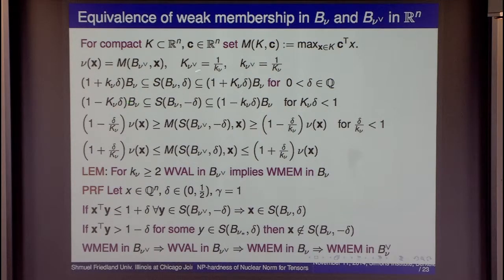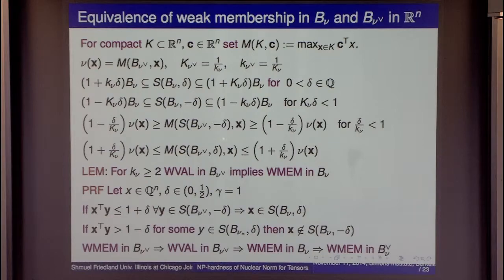Therefore, you have these containments. The ball B is contained in B nu delta, which is contained in B nu with a factor 1 plus k nu. And the same if you want B nu minus delta, but you have to assume this assumption. There are these containments, and from this you deduce these inequalities.